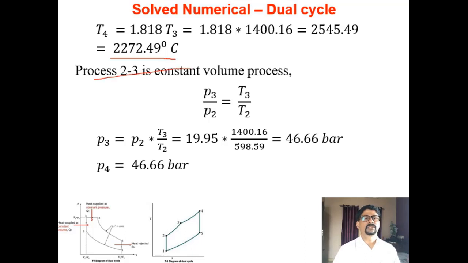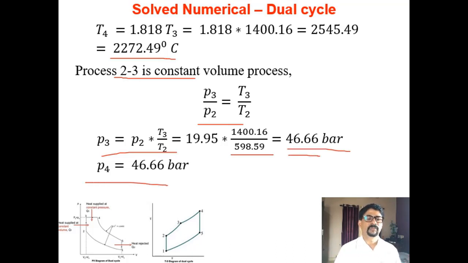Process 2 to 3 is a constant volume process. So P3 by P2 is equal to T3 by T2. So P3 is P2 into T3 by T2. After substitution and simplification, you will get it as 46.66 bar. And P4 is equal to P3, because 3 to 4 is a constant pressure process, so it is also 46.66 bar.